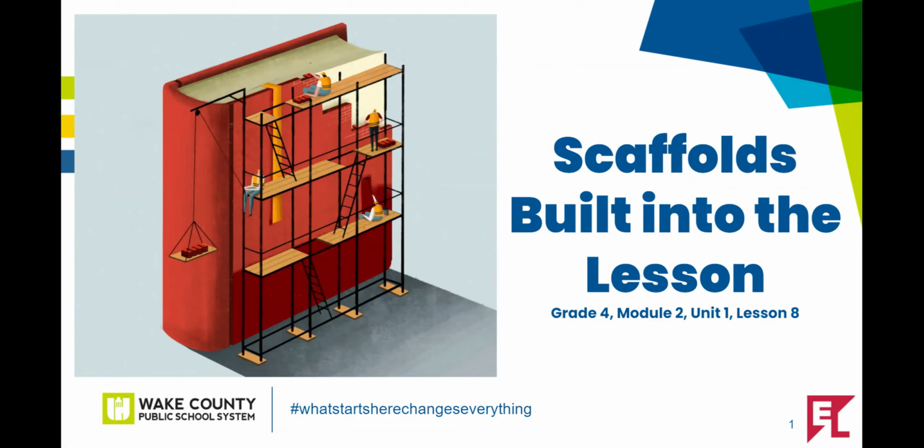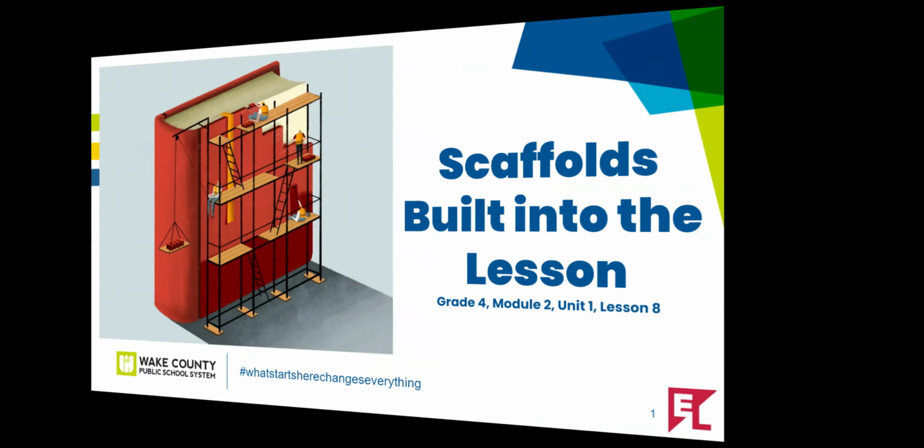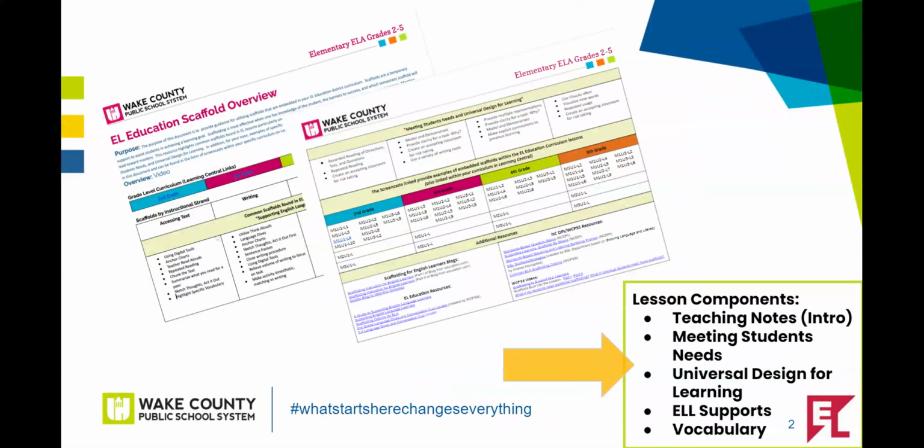Throughout this learning opportunity, we'll focus on examples of scaffolds that already exist within EL Education lessons using Lesson 8 from Grade 4, Module 2, Unit 1. An EL Education Scaffold Overview document for elementary ELA grades 2 through 5 can be found in Learning Central under the appendix within each grade level module and in the teacher planning tools for your grade level curriculum. Please refer to this document for additional supports as you plan.